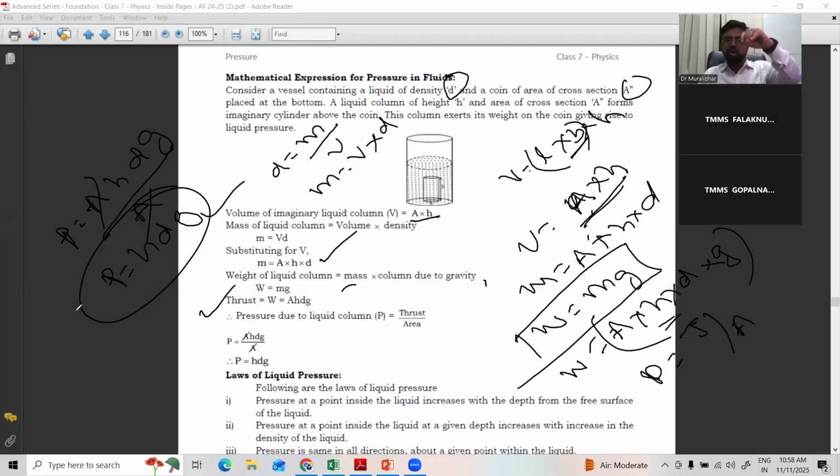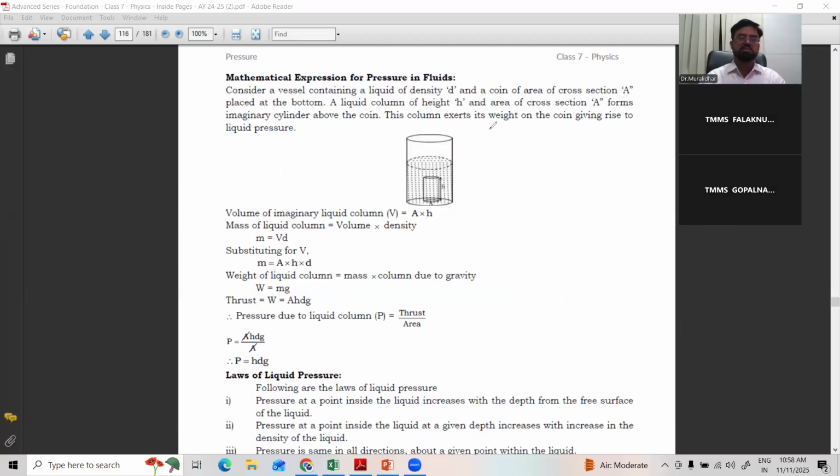Simple. We are dropping a coin into the liquid, so the pressure it exerts is given by the formula HdG, where H is the height from the bottom, how much height there is, D is the density of the water or liquid, and G is the acceleration due to gravity. Clear? This is the mathematical expression for the pressure of liquids.